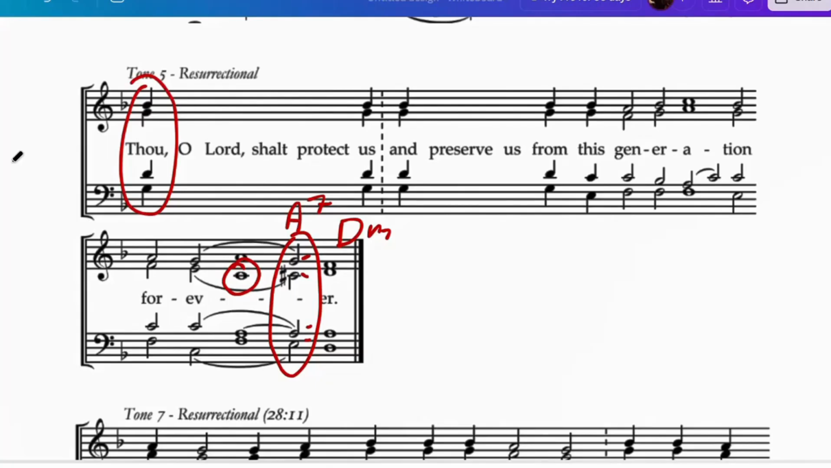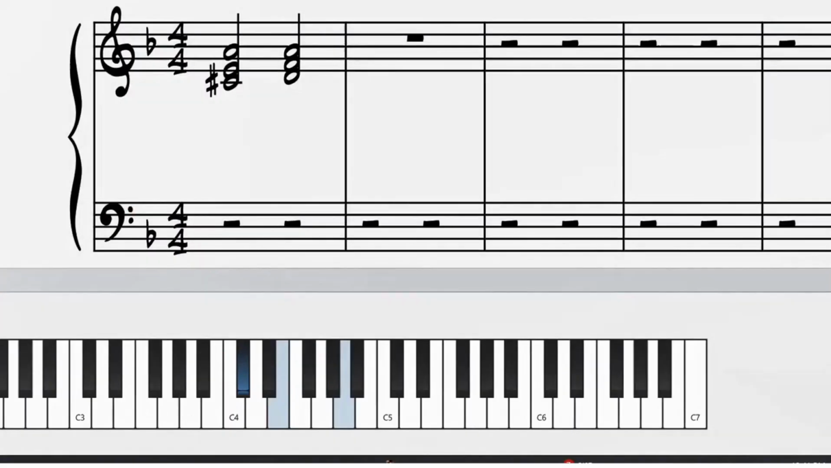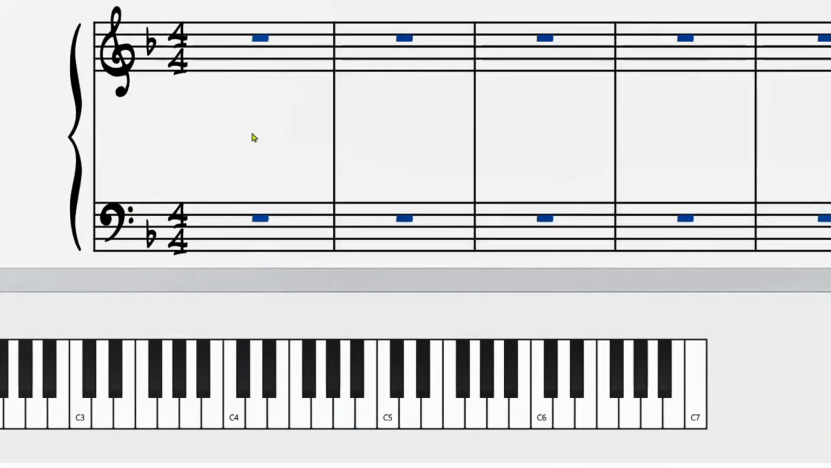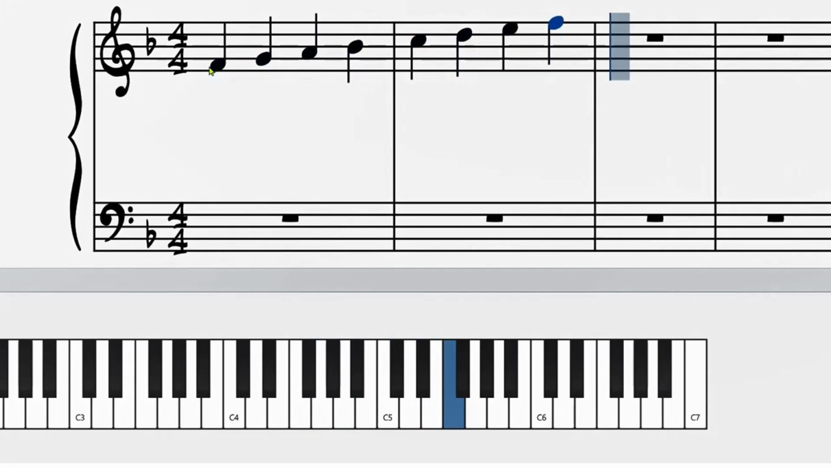Let me explain what I mean by dominant. A dominant chord is simply a chord built on the fifth note of a scale. So in F major, as we will see here, the fifth note is a C. We have the tonic, which is an F. We have the octave, which is the next highest F. And the fifth note is a C. So that's called the dominant.